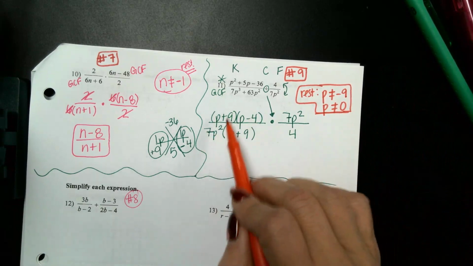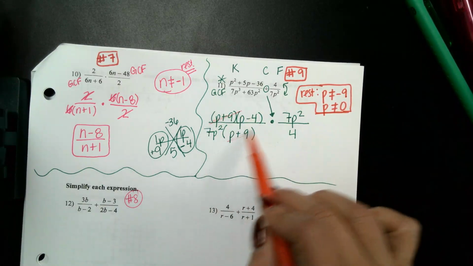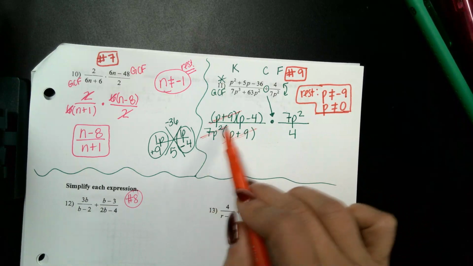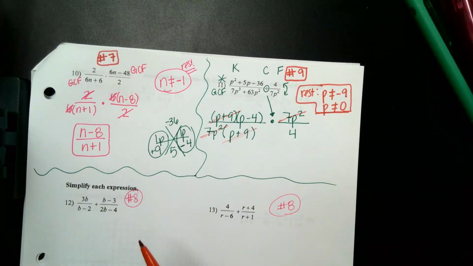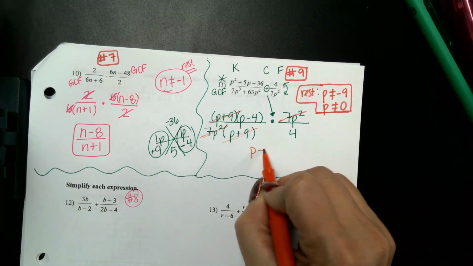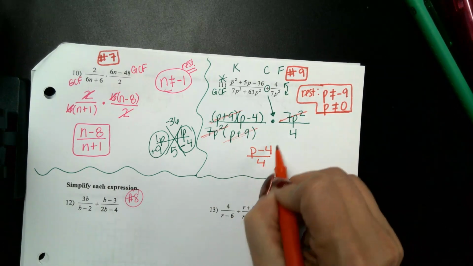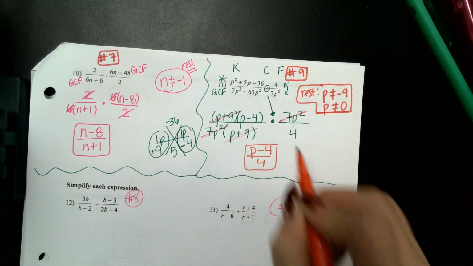Okay, so then it's like, here's p plus 9 over 7p squared, 7p squared, p minus 4 over 4. That would be your final answer.